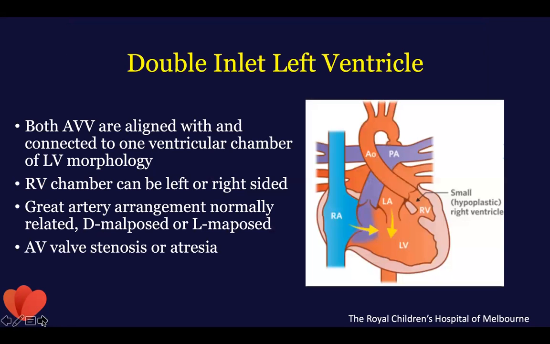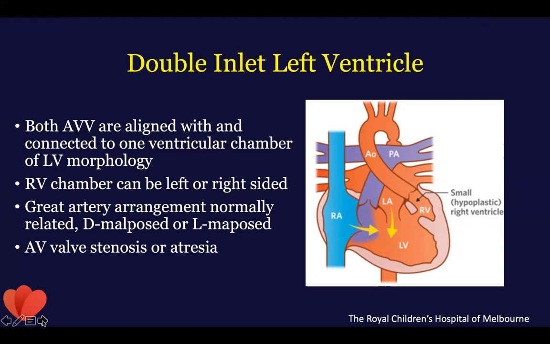And the third type of single ventricle that we've seen a lot here is double inlet left ventricle. So double inlet left ventricle is again nicely identified in a 4-chamber view. In this lesion, you'll see both AV valves are on the same level and they're connected just to one ventricular chamber. And it's of left ventricular morphology.